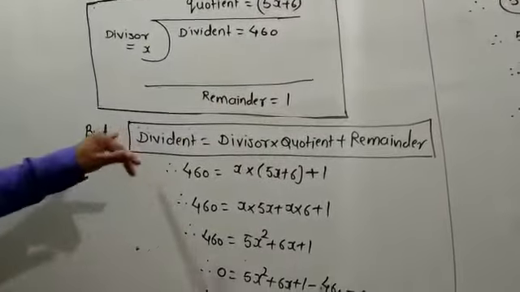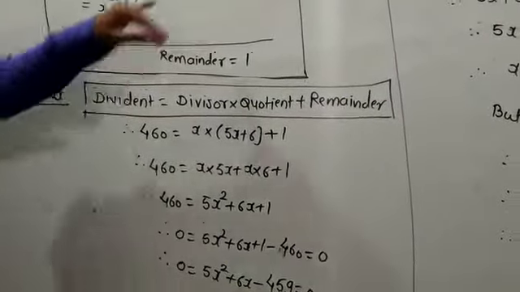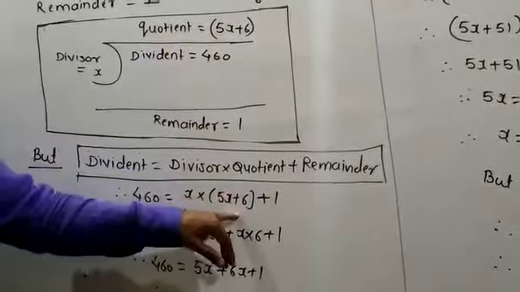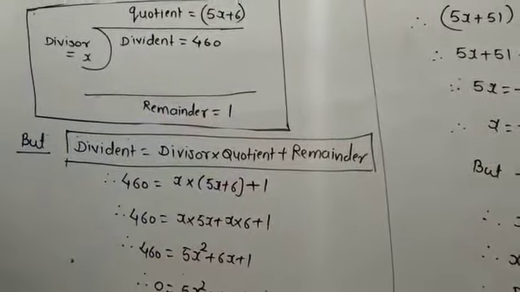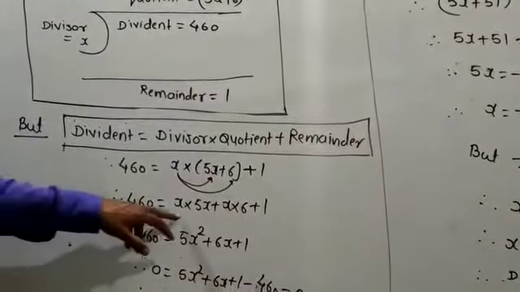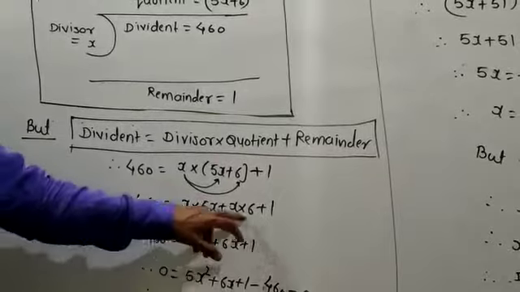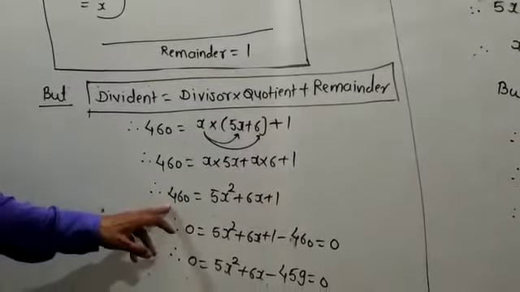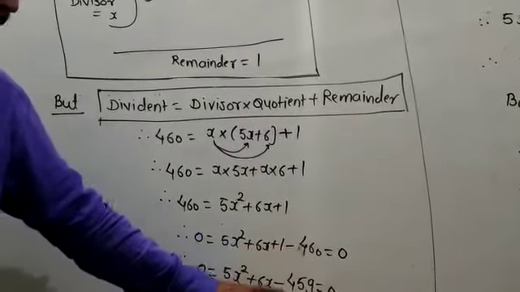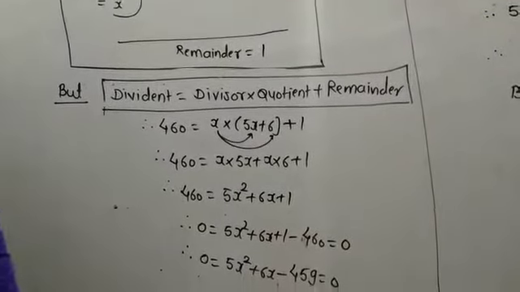So in the lower standard we have dividend is equal to divisor into quotient plus remainder. So you have to put the values. Dividend 460, divisor x, quotient 5x plus 6, and remainder plus 1. Here you have to use the distributive law: x multiplied by 5x, x multiplied by 6, and 460 as it is. x multiplied by 5x plus x multiplied by 6 plus 1. This will come 5x square plus 6x plus 1. Transpose this 460 to that side, it becomes minus 460. 5x square plus 6x plus 1 minus 460 becomes 5x square plus 6x minus 459 is equal to 0.